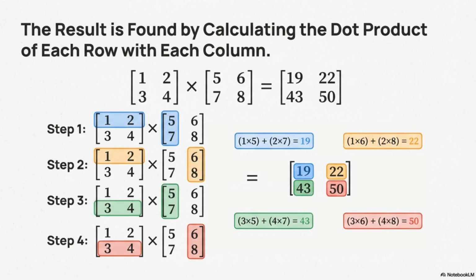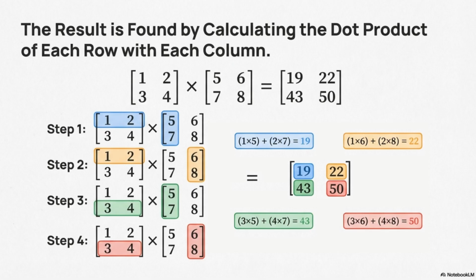Let us zoom in on what is actually happening when two matrices multiply. On the left, we have a 2 by 2 matrix with the numbers 1, 2, 3, and 4. On the right, we have another 2 by 2 matrix with the numbers 5, 6, 7, and 8. The result is also a 2 by 2 matrix, but each entry is a dot product of one row with one column. The top left value comes from the row with numbers 1 and 2 and the column with numbers 5 and 7.